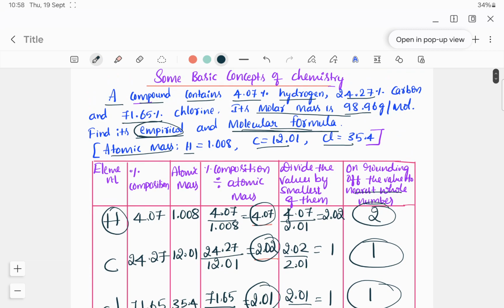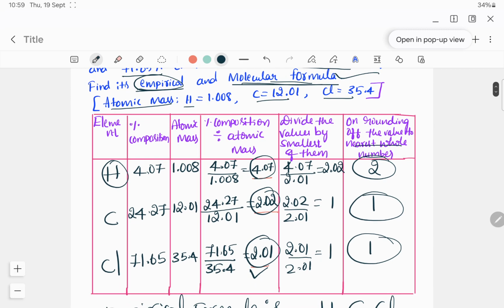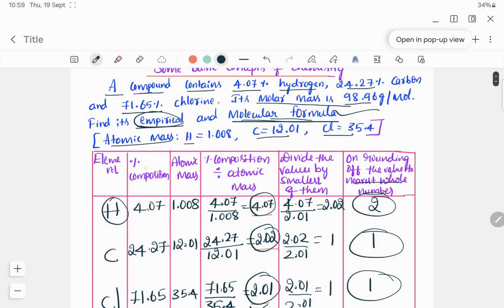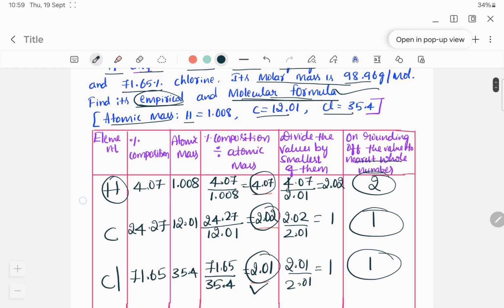See, one more thing I am revising. They gave the question properly, mentioning the percentage of hydrogen, carbon and chlorine. Then they also gave the molar mass of the given compound. By using this we need to calculate the empirical formula and the molecular formula. What we did for this: first we made a column. After that we wrote the hydrogen, carbon and chlorine with their percentage composition. After that we need to write the atomic mass, which is given in the question. Next step, percentage composition divided by atomic mass.